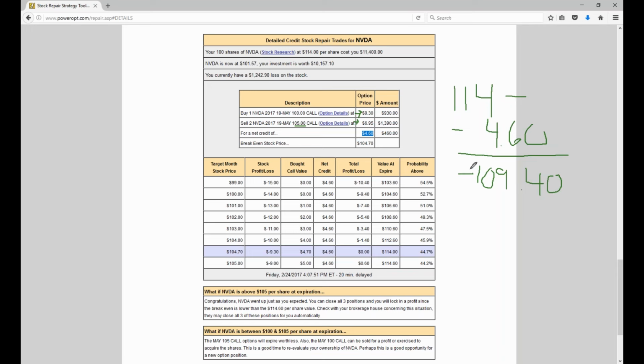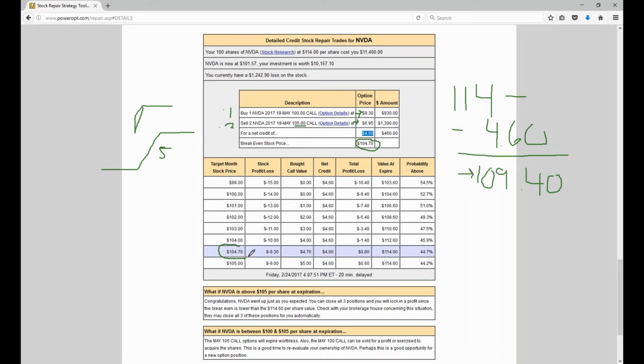So we lower our cost basis to 109.40, but how is the break even at 104.70? Well, it's because of the structure of this trade. Remember, we bought one call and we're selling two. So essentially you did a covered call against your stock, but now you also have a bull call debit spread. It's a 5-point difference between the 100 and the 105. And of course you do this essentially at a credit.